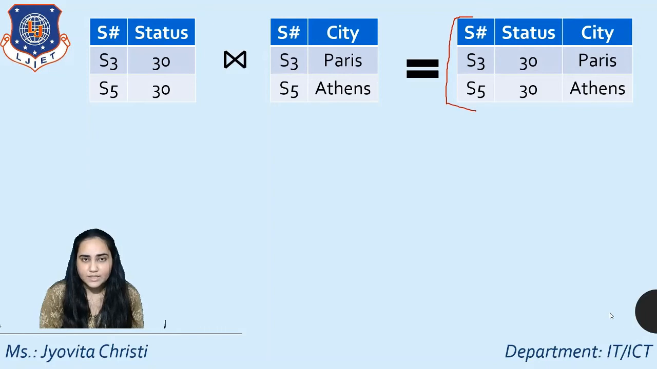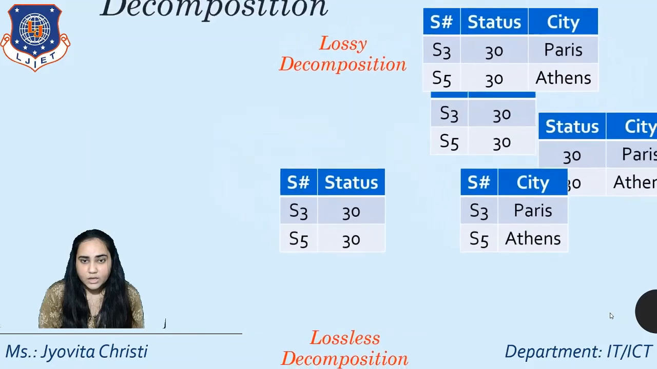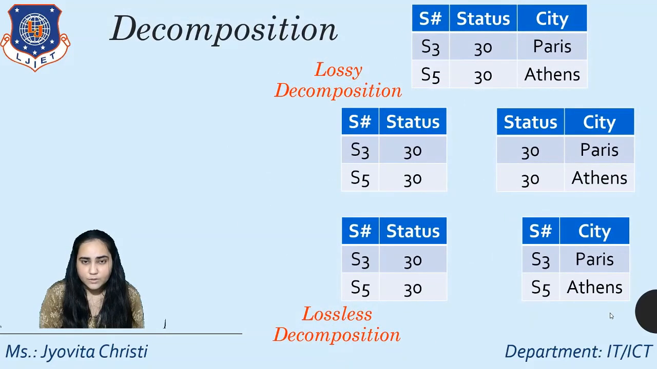And you can see why we are getting this, because here the common column between the 2 tables is s-hash and not status. So when you look at the tables, you can see that S3 is coming only once on the right hand side table, and that is why it produces only 1 row. And S5 is also coming only once on the right hand side table, and that is why this also produces only 1 row. So what you get as a result is a table that is the original table itself. And so this gives us a lossless decomposition.